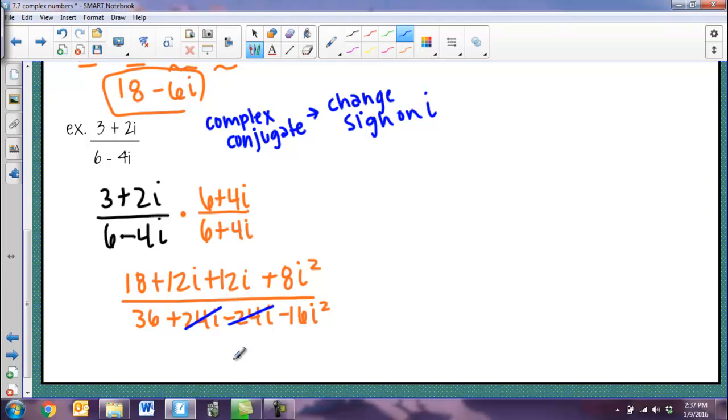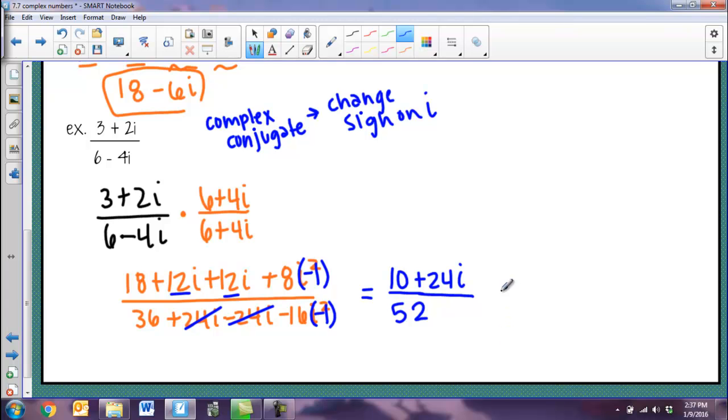And so then I no longer have any i's in the bottom because I know that i squared is actually negative 1. So at the bottom I really just have 36 plus 16, which is going to get me 52. And in the top part, again, i squared is just negative 1. So I'd have 18 minus 8, or 10, and then 24i. Okay, this is a great answer.